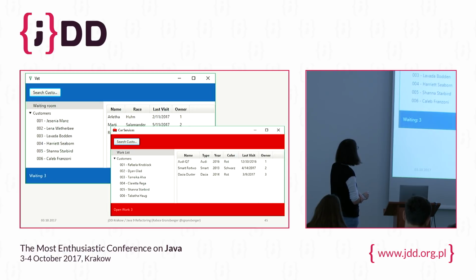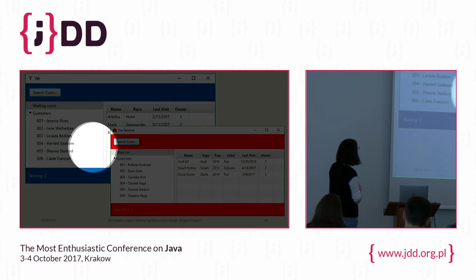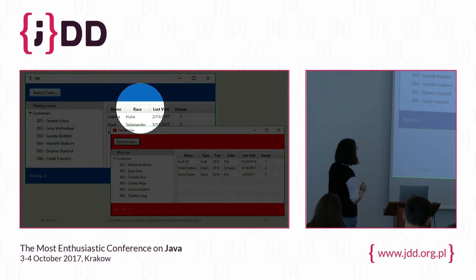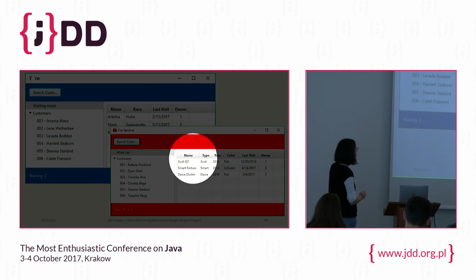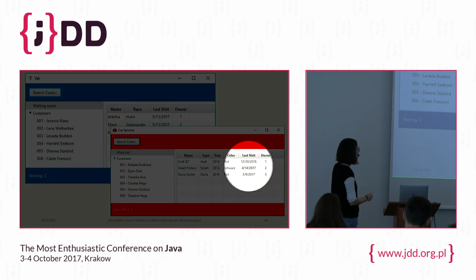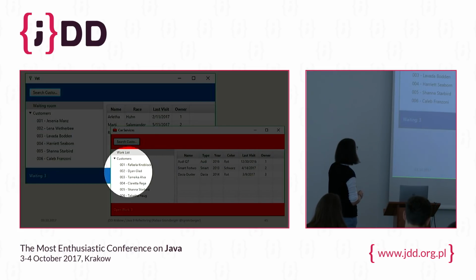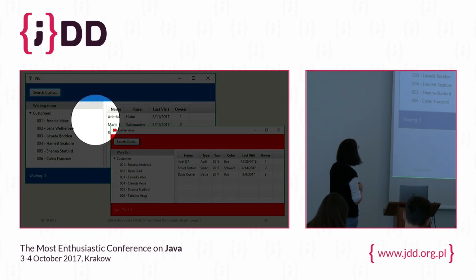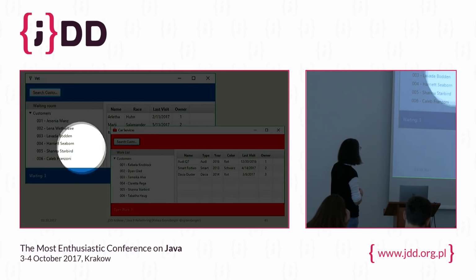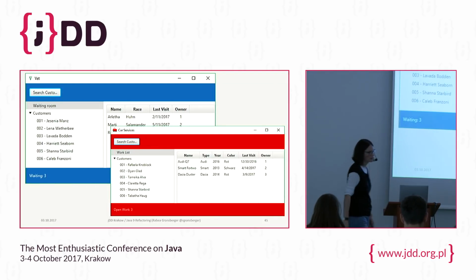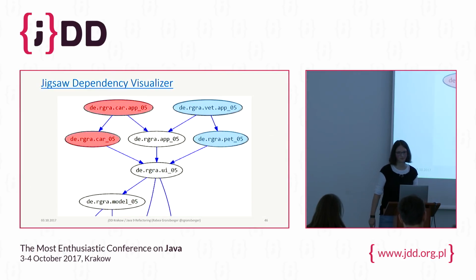And so we have this vet application over here, which still has the pets with the race and the last visit. And we have the cars over here with the car name, the type, the year, color, last visit as well. And the customer which owns it, right? So these are two different applications. They have a different icon over there. They have a different title. This is all implemented by just a simple service.